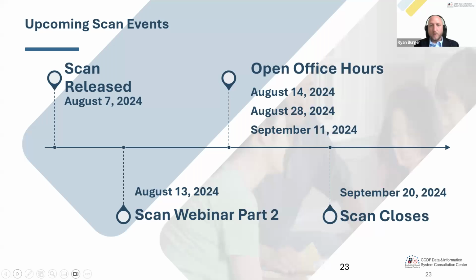Also, during the period when the scan is open for responses, we have open office hours scheduled on August 14th, August 28th, and September 11th. These times are available for you to ask anything about the CCDF IT Environment Scan, such as Qualtrics functionality, your engagement with IT partners, or providing responses to any of the questions in the scan. Lastly, as the scan closes on September 20th, DISC is available via email for any individual support that may be helpful to you.